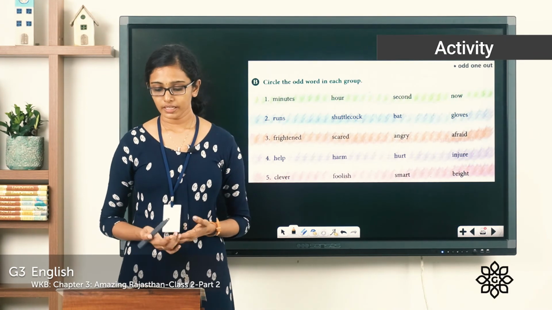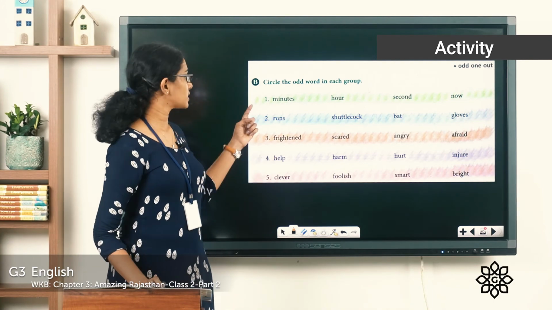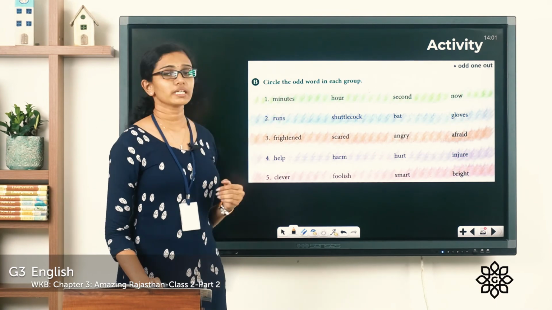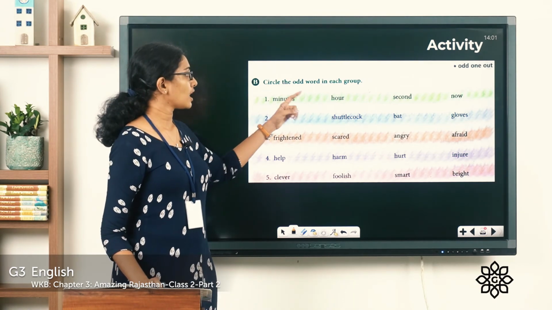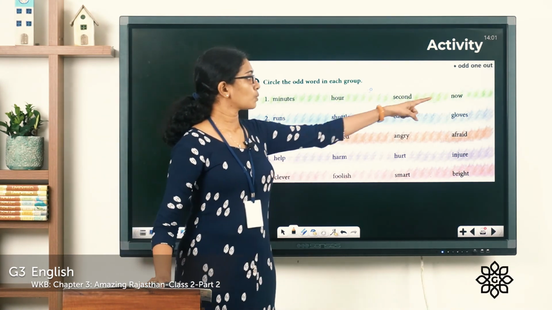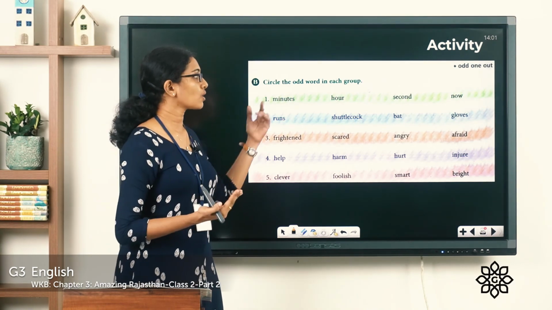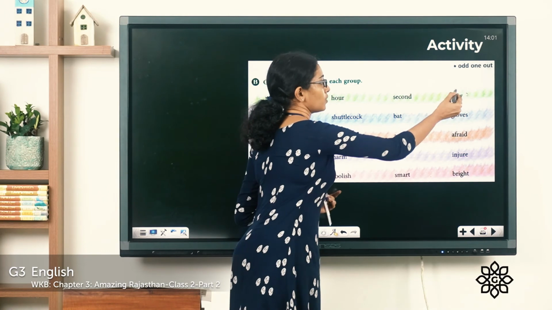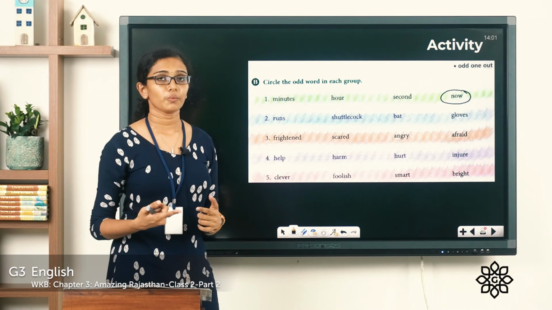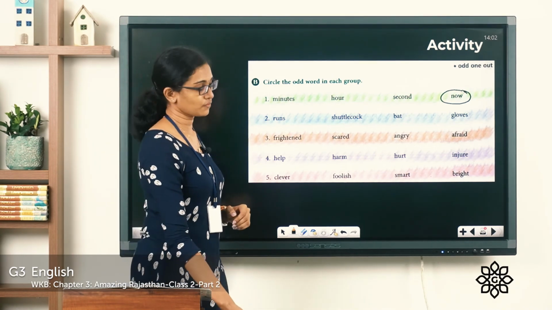In page number 21, we can see this question. Circle the odd word in each group. The first question here, minutes, hours, seconds, now. What do you think is the odd word here? Minutes, hours, seconds, all these are units of time, right? But the word now here refers to a time point. So I think the odd one here is the word now. Similarly, you have to look at the next set of questions and you have to circle the word which you think is the odd one among the set. So this is also an activity for you.